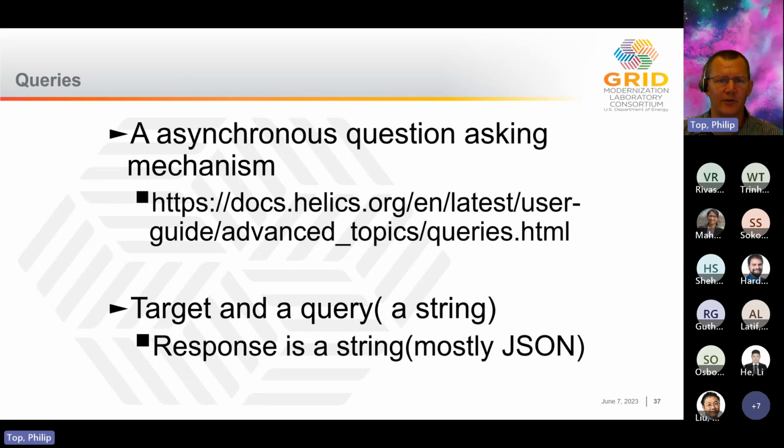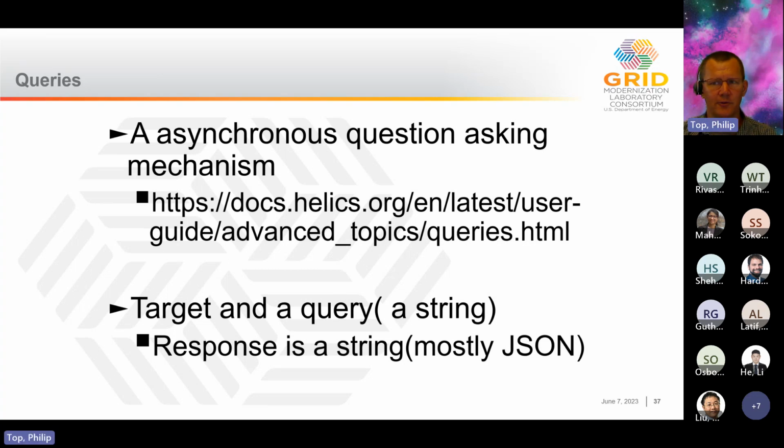Queries are basically an asynchronous question asking mechanism. You can see the page there, it's in the user guide as well. A query is a way to get information from Helix about a particular federate or about the co-simulation as a whole. The response to this is usually just a single string. So you specify a target, which is the location in Helix where you want to ask the question, and then the response is usually a JSON string. Mostly, there are a few exceptions to this, but it mostly responds with a JSON string with the information you requested.